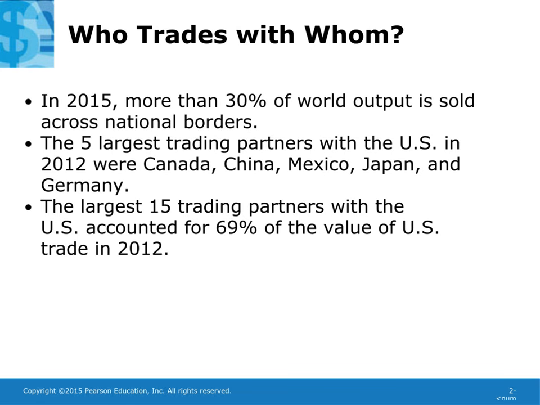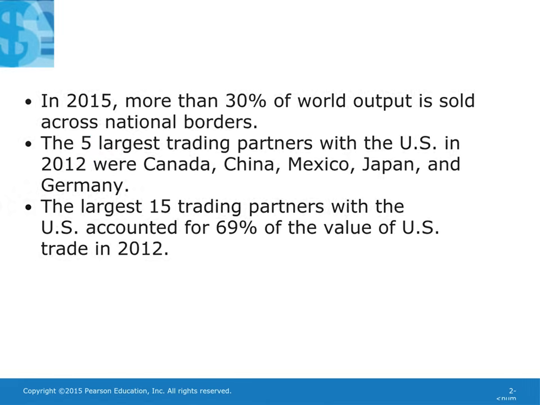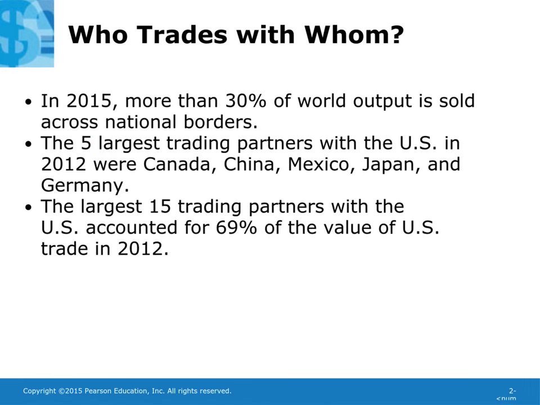When we look specifically at the United States, we see some very clear patterns. Back in 2012, the top 5 U.S. trading partners were Canada, China, Mexico, Japan, and Germany. If you look at this list, you'll notice something interesting that we will explore more with the gravity model. Canada and Mexico are U.S. immediate neighbors, while China, Japan, and Germany are some of the largest economies in the world. This tells us that distance and size are the 2 most important factors in trade.